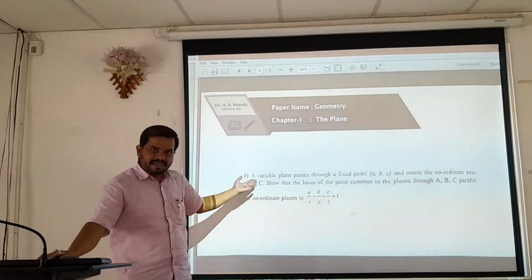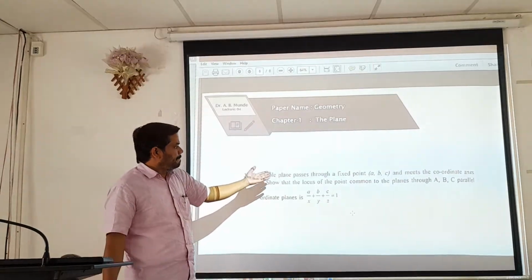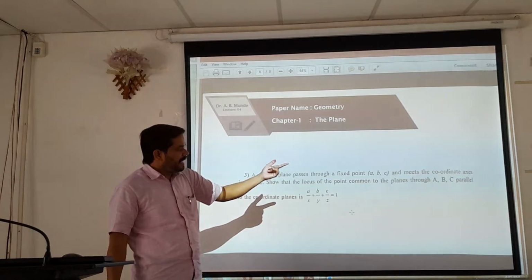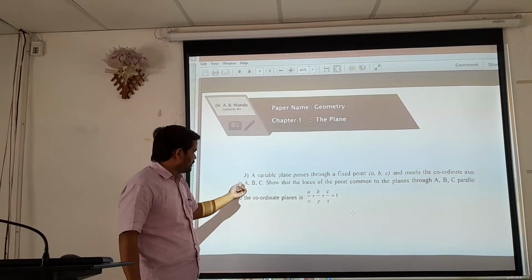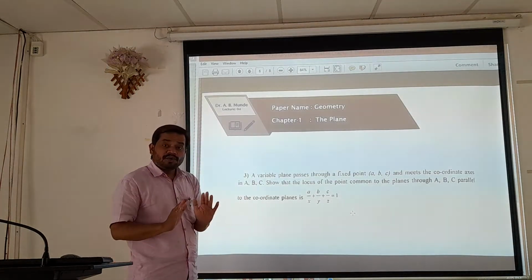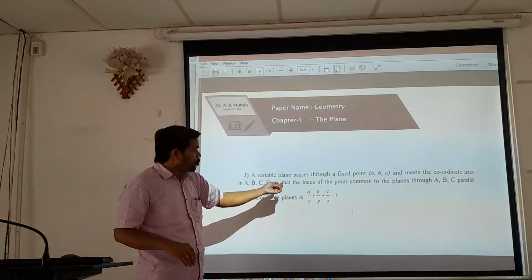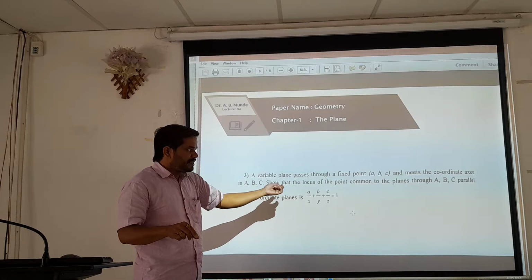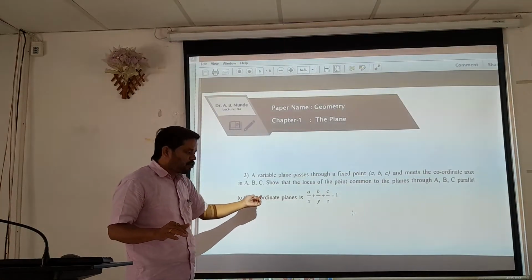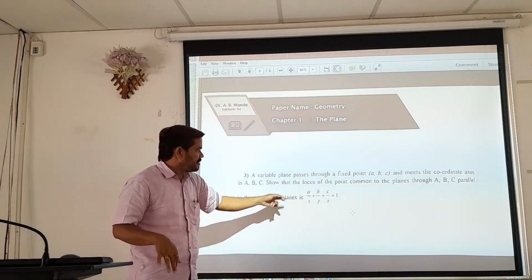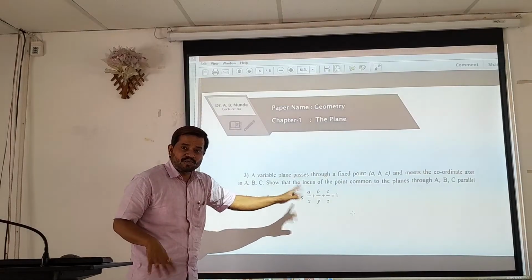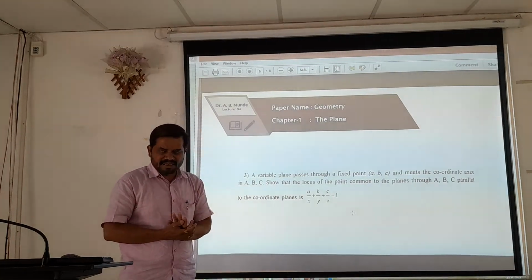Now look at the next example. Let us see it on the screen. A variable plane passes through a fixed point (a, b, c) and meets the coordinate axes in capital A, capital B and capital C. Show that the locus of the point common to the planes through capital A, capital B, capital C parallel to the coordinate planes is a by x plus b by y plus c by z is equal to 1. So what is given here?